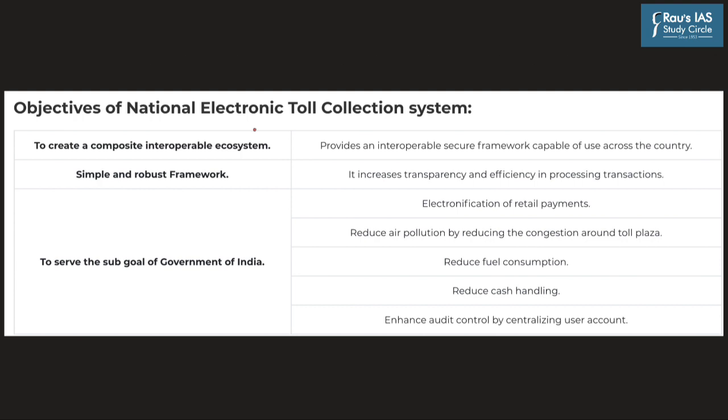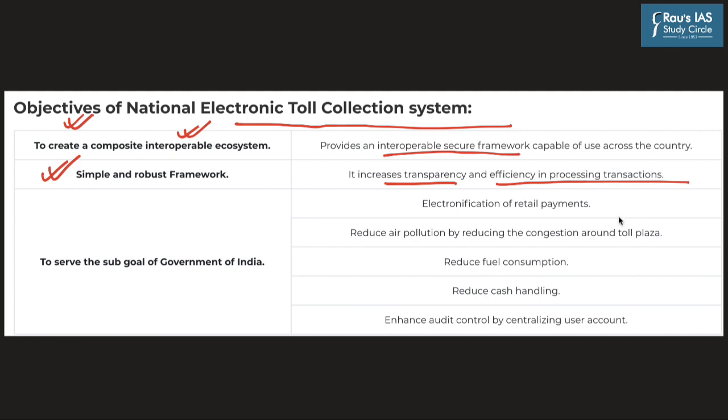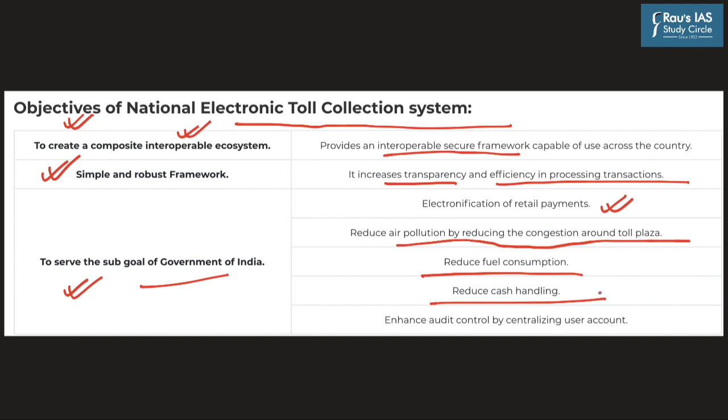Now, in this regard, let's also go through some of the objectives of National Electronic Toll Collection System. It highlights that it creates a composite interoperable ecosystem as it provides for an interoperable secure framework. It next mentions about simple and a robust framework, where it highlights that such a framework increases transparency and efficiency in processing transactions through FASTag. Next, it also serves various goals of the Government of India, such as electronification of the retail payments, reduction of air pollution by reducing congestion around toll plaza, reduction in fuel consumption, reduction in cash handling at the toll plazas, and also enhancing audit control by centralizing user account. So these can be said to be some of the objectives with respect to National Electronic Toll Collection System.